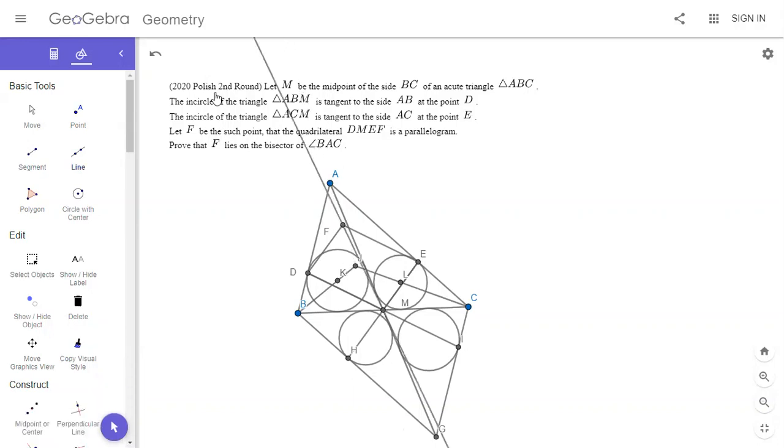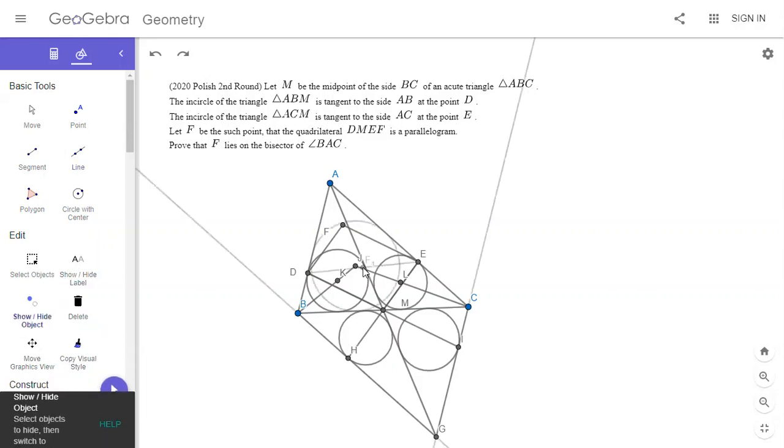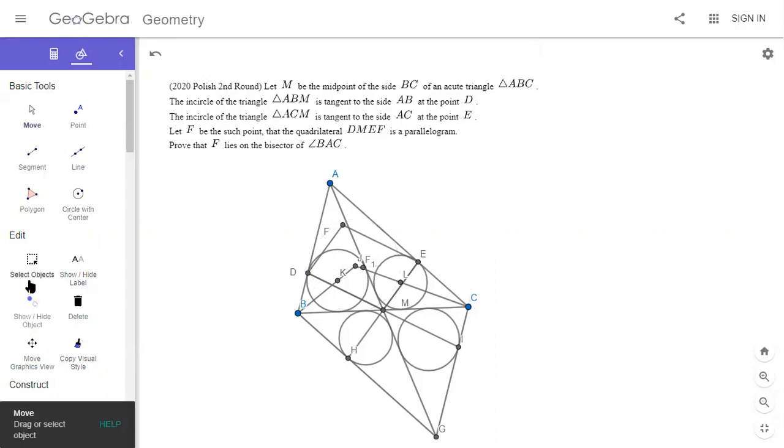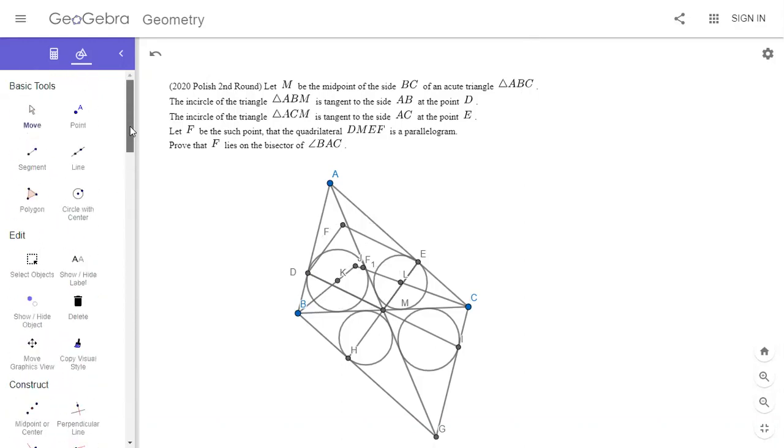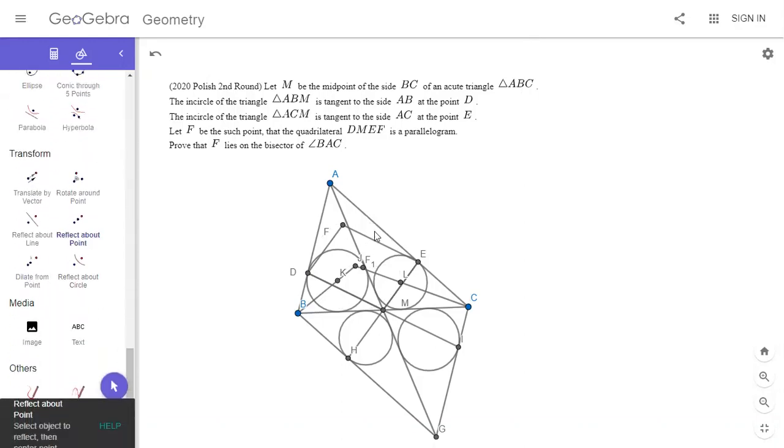Let's see. Sorry. So I wonder if I could take a homothety. What if I reflect A across the midpoint of DE? Let me see what that might do. Reflect. I don't know. I don't know if that really does much.